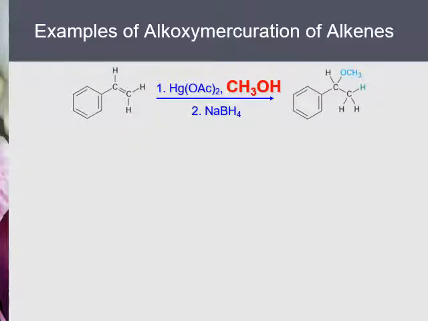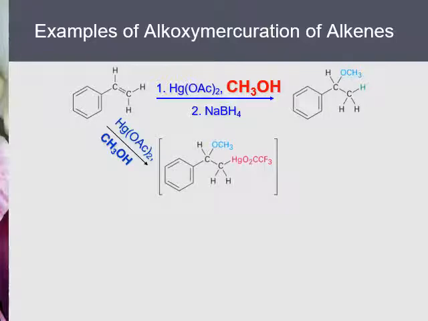Here shows an example of alkoxymercuration of an alkene. This reaction requires two steps. The first step, mercury acetate and an alcohol, in this case methanol, followed by the second step, sodium borohydride. So as we saw in the last slide, it first forms an organomercury compound, and then mercury is replaced by hydride from sodium borohydride that gives you the ether.